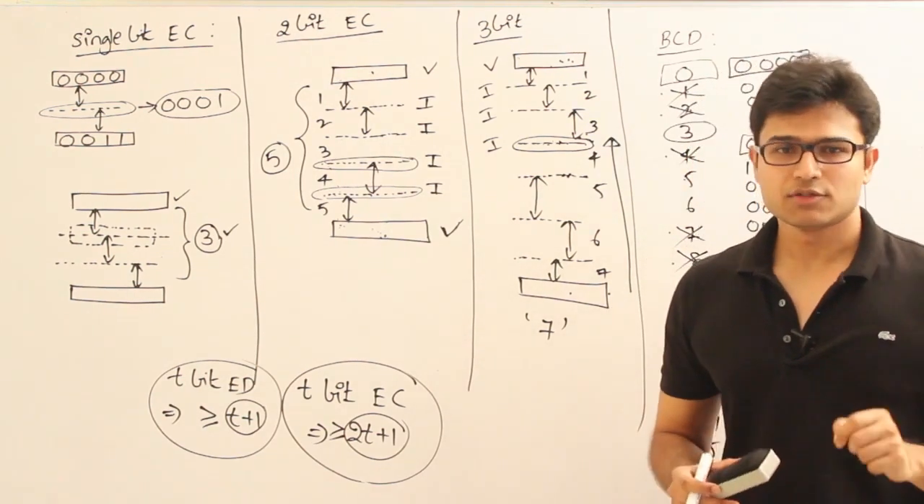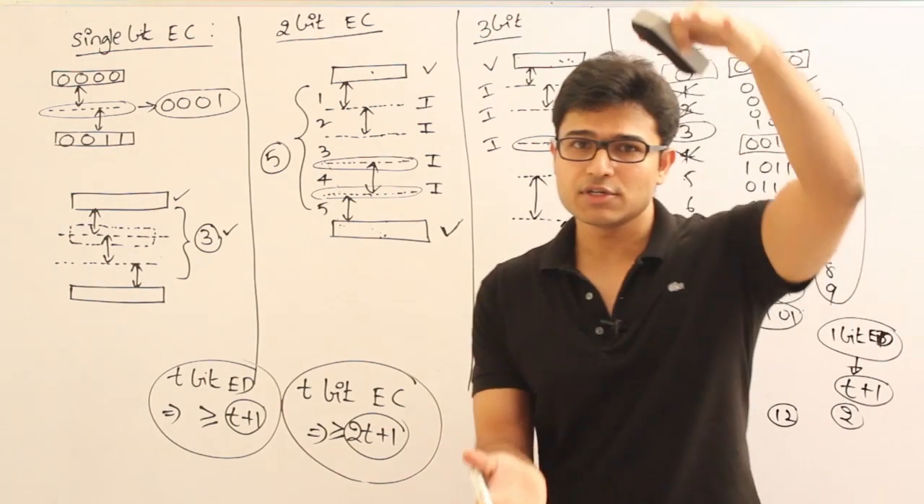So I'll just take an example. So how is this possible? How can we get the sufficient number of patterns?